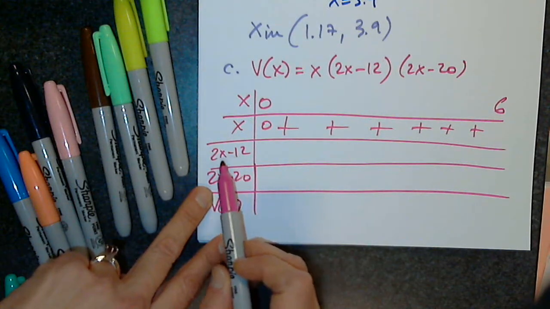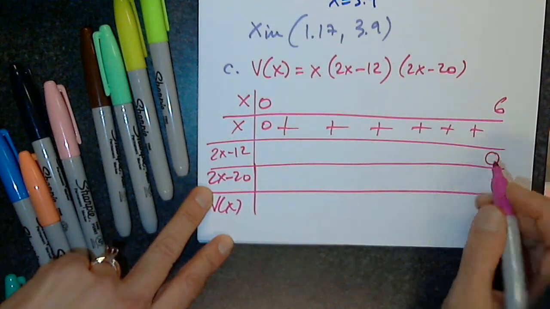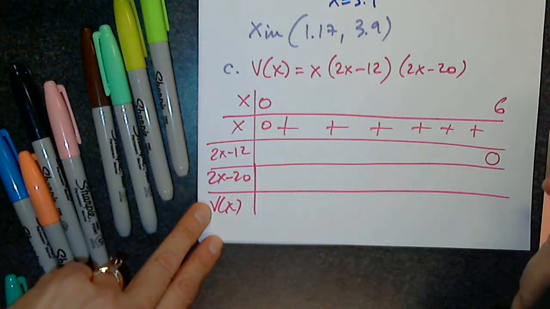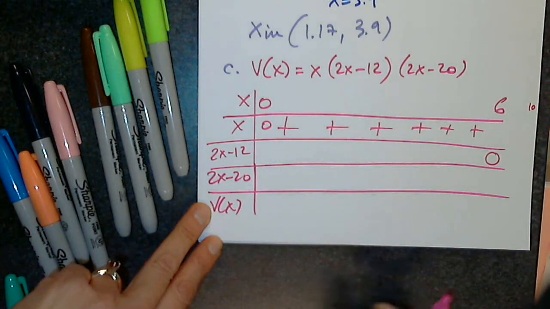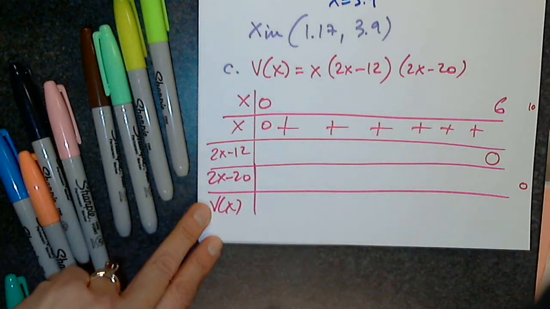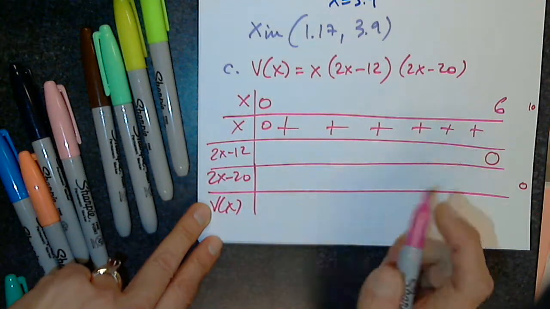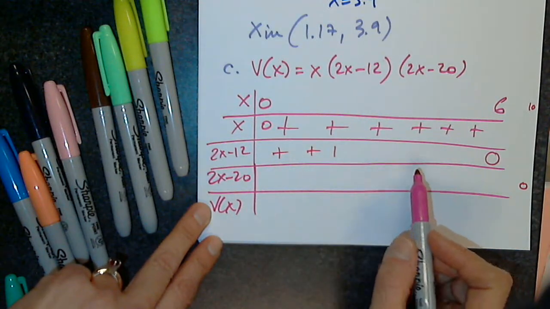However, this is 0 here, and this is 0 at 10, but 10 doesn't even belong in the chart, so it will be right here. So this will have positive.